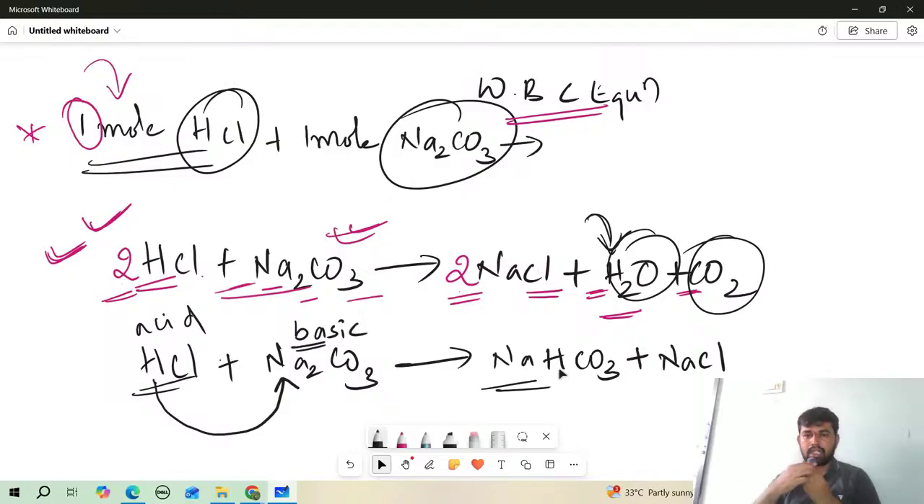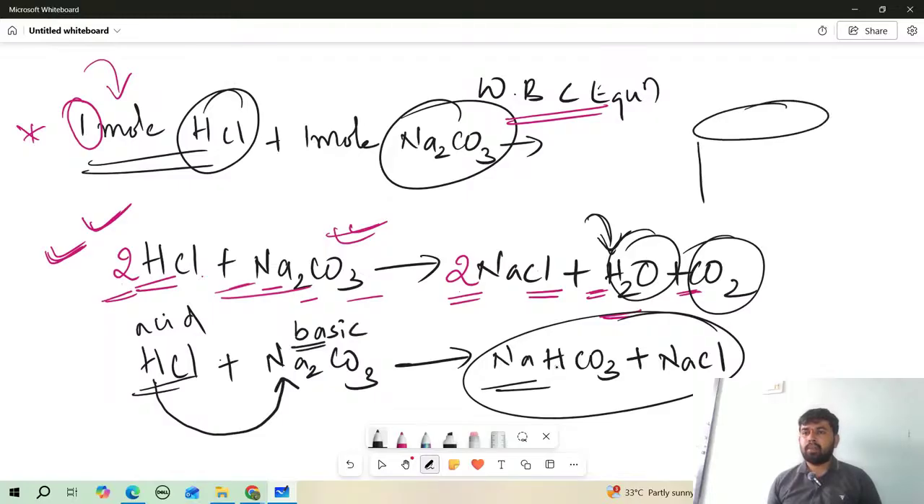And they also ask sub-question B: what happens to the litmus paper in this reaction mixture? If you keep litmus paper in this reaction mixture, think of a beaker, and I have the reaction mixture here.